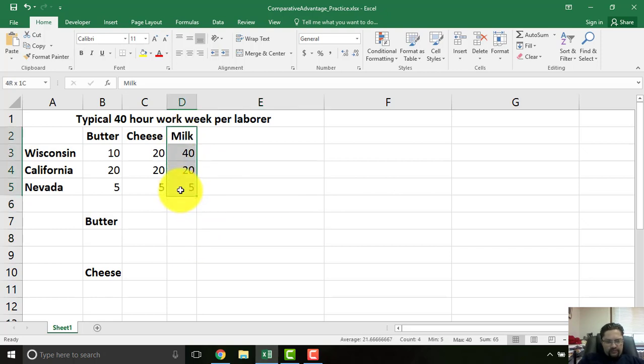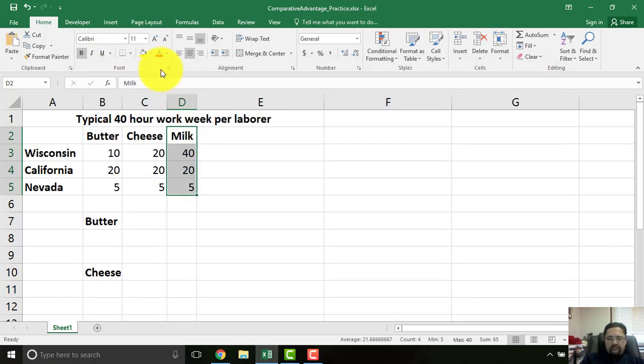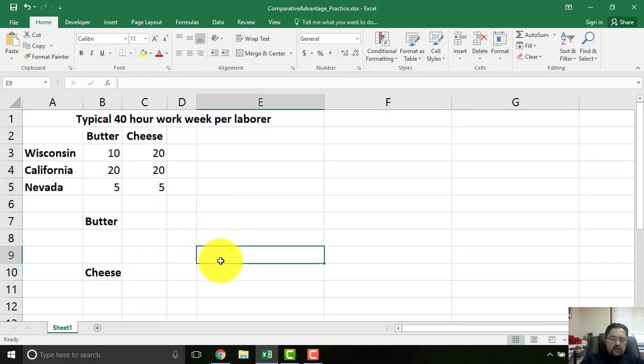So for all intents and purposes, we could actually remove this. This is one of those tests of what we call data literacy. Do you even need that data? Can we get rid of it? The answer is yes. Let's just get rid of it. It's irrelevant. I'm not asking you about that product, milk. So how do we do this?